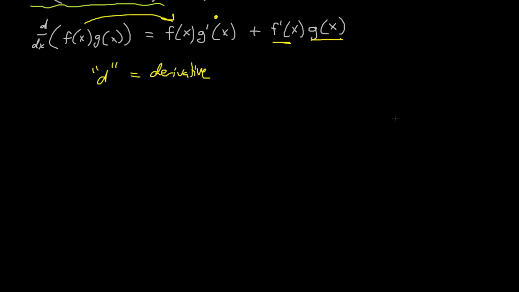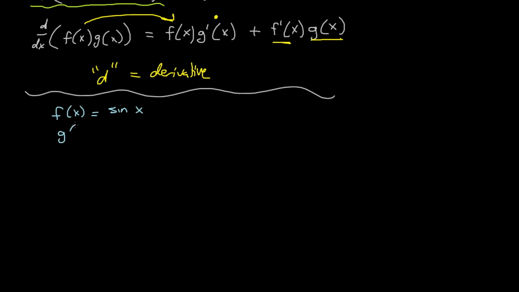Okay, so let's just try a quick example to drive home what we're talking about. Okay, let me just clean this up. So let's say that we have f of x is equal to sine of x, and then g of x is equal to x to the fourth. And we want to find the derivative of f of x times g of x. Okay, so our function is going to look like this: x to the fourth times sine of x.